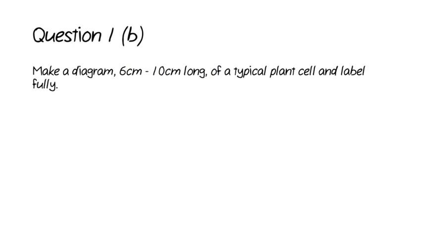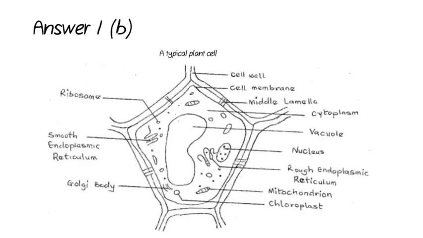Make a diagram 6 cm to 10 cm long of a typical plant cell and label fully. In this video, I will not be able to draw a typical plant cell and label fully. However, I'm going to present a slide that will show you the diagram. Basically, this is how your diagram should look.